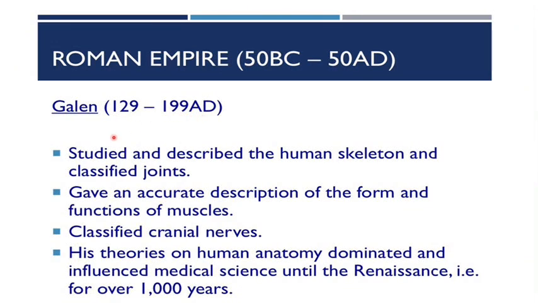What he did was he studied and described the human skeleton and also classified joints. He was also the first to give an accurate description of the form and functions of muscles. He also classified cranial nerves. We'll talk about that later in neuroanatomy. His theories on human anatomy dominated and influenced medical sciences until the Renaissance period.